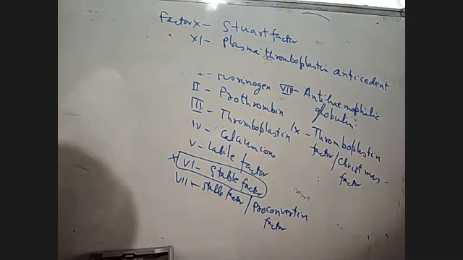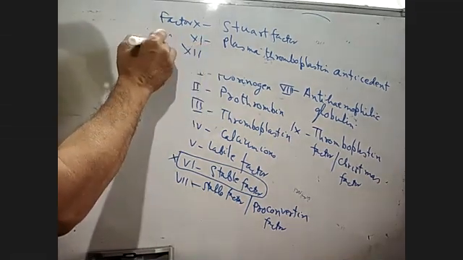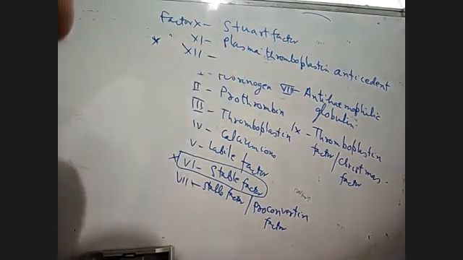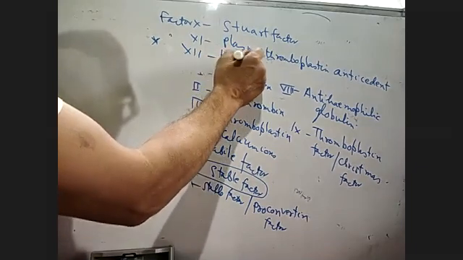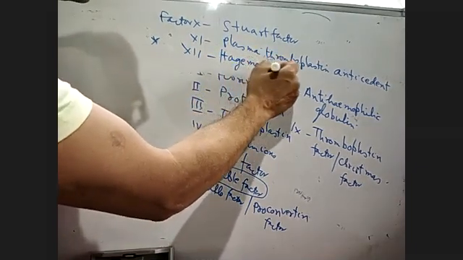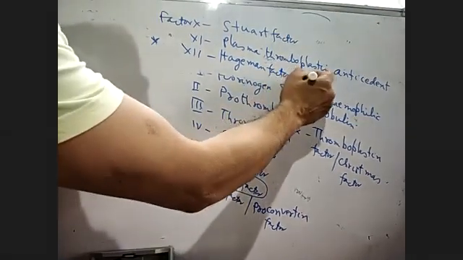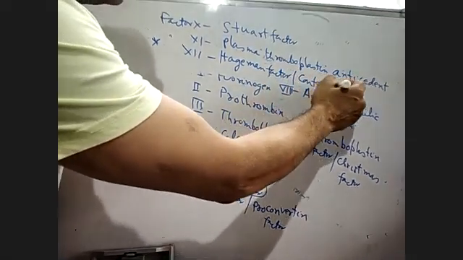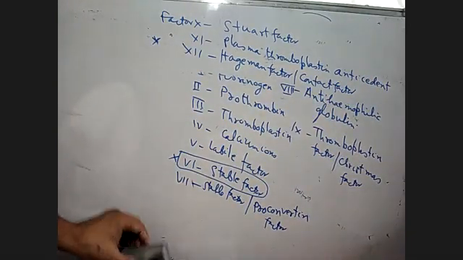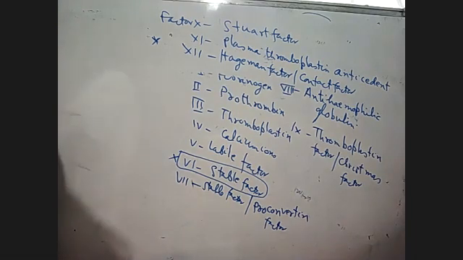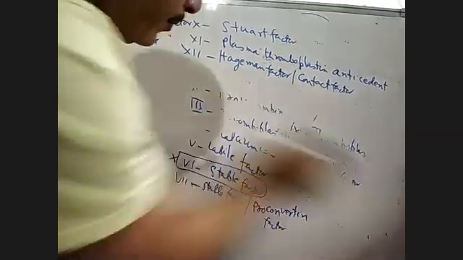This is very important. They ask in the exam the name of factor 12; many times they have asked in the NEET exam. Factor 12 is called the Hageman factor, or the contact factor. Actually, these factors are not given in the NCERT book, but they are in the syllabus, so we have to do them.